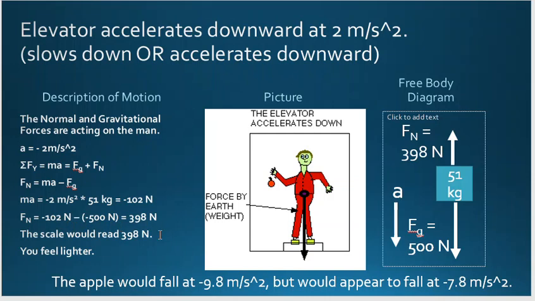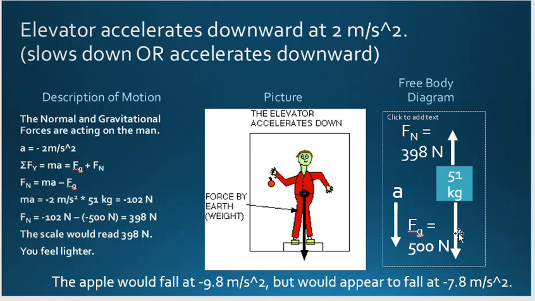So this is kind of similar to when you go on an amusement park ride, like the free fall or something that falls very quickly, and you feel lighter. Yeah, the scale's reading that you're lighter because of your acceleration downwards. So on my free body diagram, the normal force is going to be 398 newtons, represented by an arrow of lesser magnitude than my Fg. And my acceleration is pointing downwards.